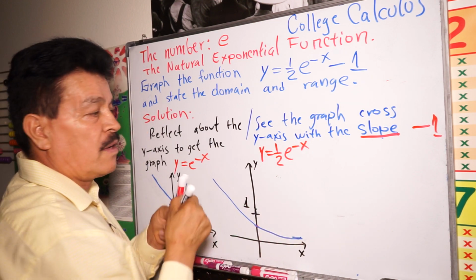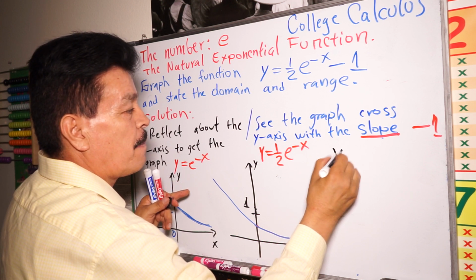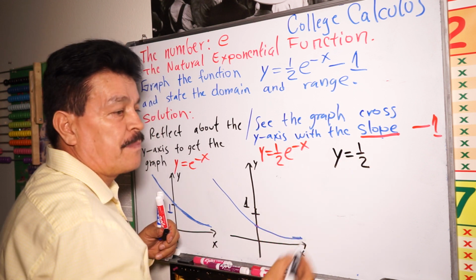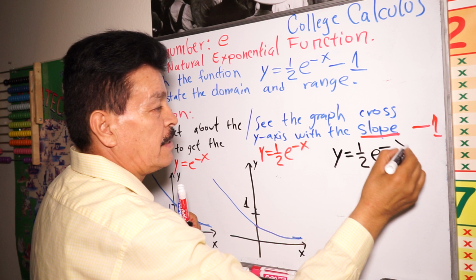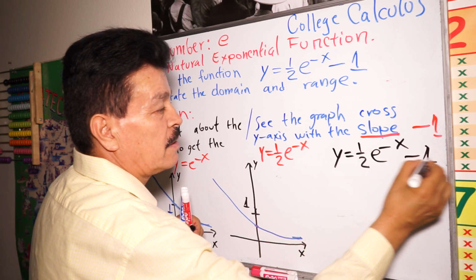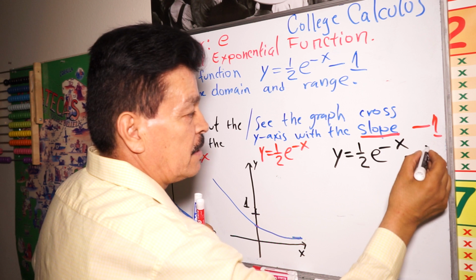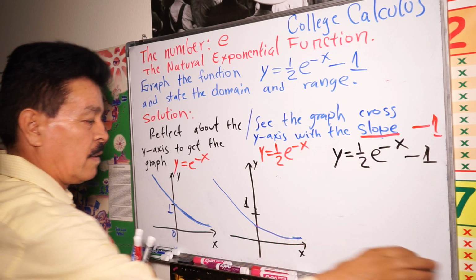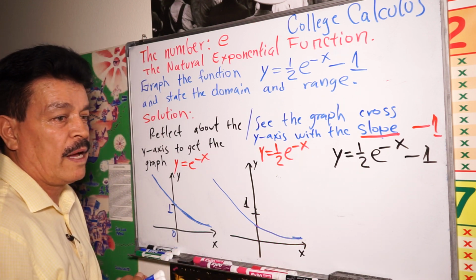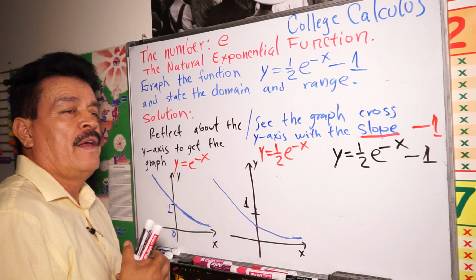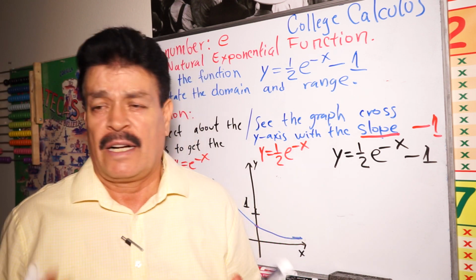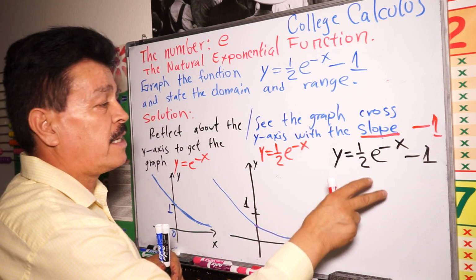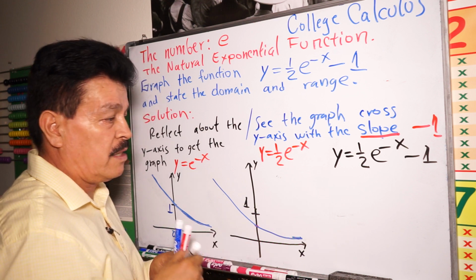Let's write with a different color. y equals 1/2 e to the negative x exponent minus 1. All right. So this graph, we have to move 1 unit down here. Finally, we shift the graph downward, in this space, to get the graph that we are looking for.